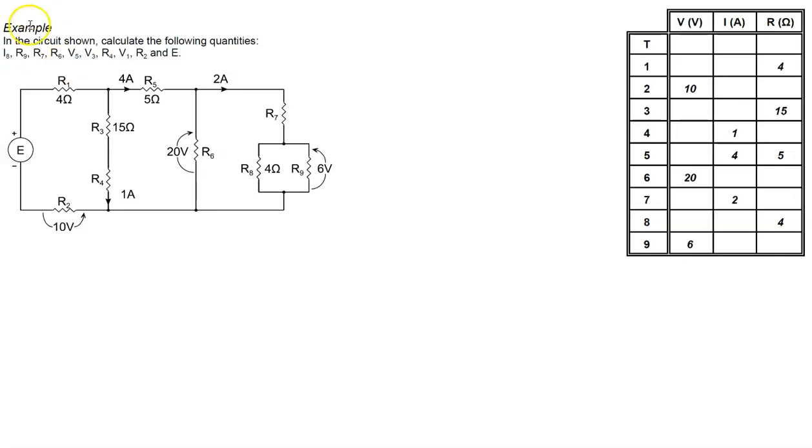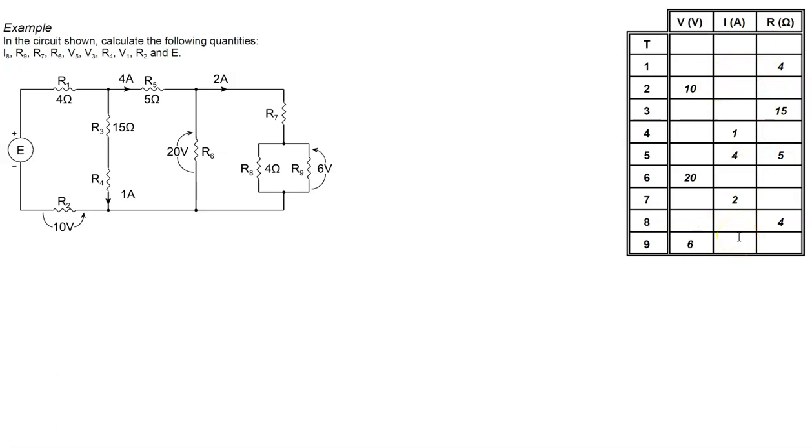So the list of quantities we're asked to find is I8, R9, R7, R6, V5, V3, R4, V1, R2, and the source voltage E. Now, we have 9 resistors in a series parallel arrangement, and we have this VIR chart over here. No power in this particular question. And the idea is that the given information has been placed in the chart.